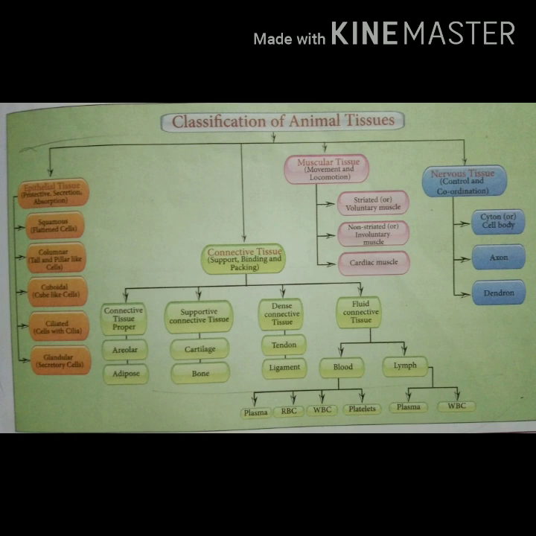Then the third tissue, the muscular tissue. In that muscular tissue we had seen striated, non-striated and cardiac muscles. Then at last we had seen the nervous tissue. Just now we had seen the picture of this nervous tissue, that is cyton, axon and dendrons. I hope, students, you are all clear about this classification of animal tissue topic.